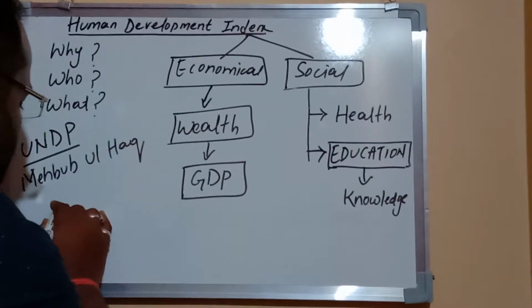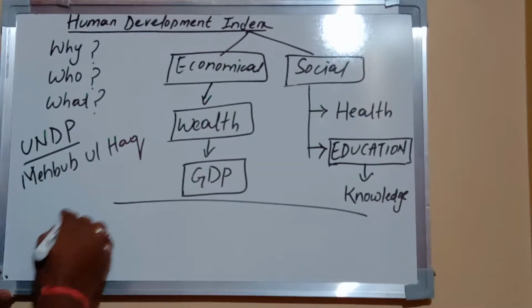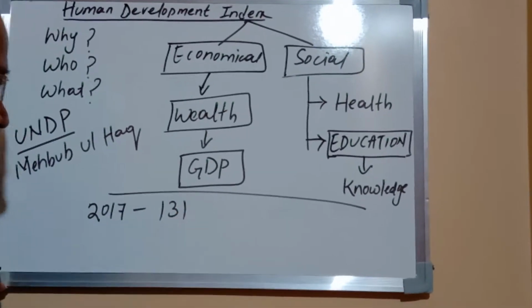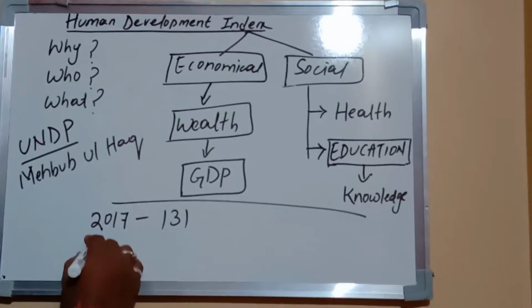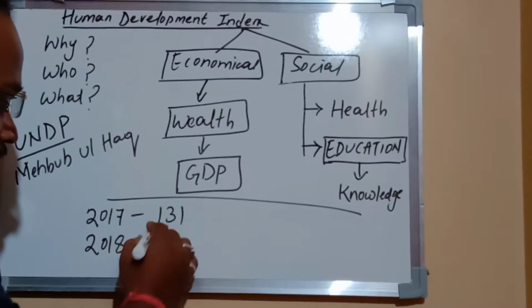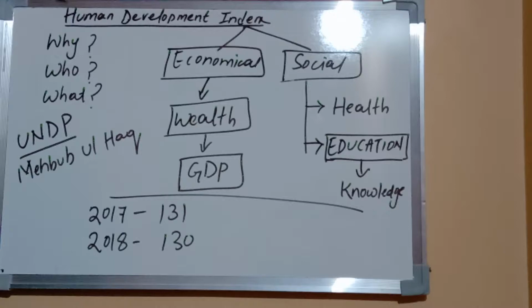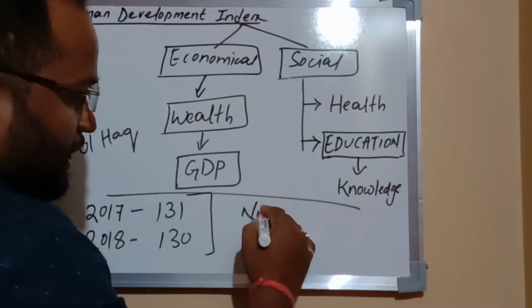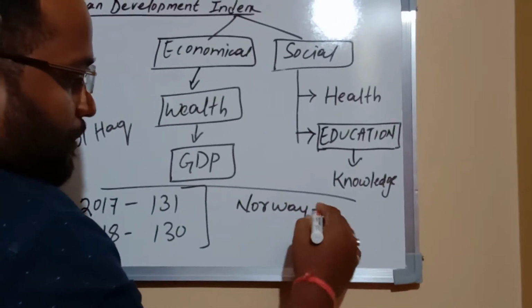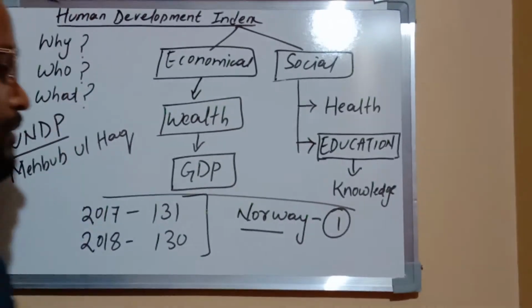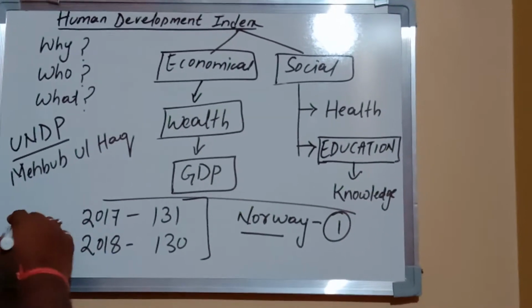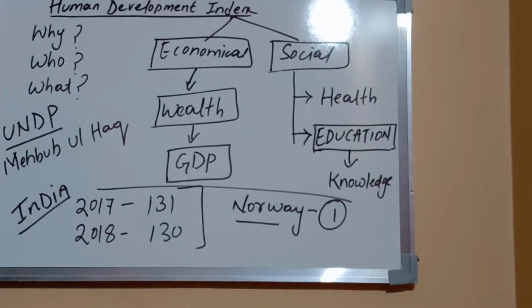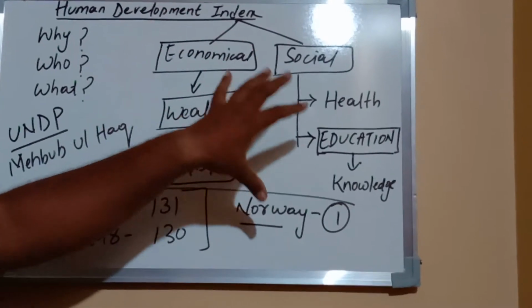Now if you look at India's rank, in the last year, 2017, India got the rank 130th, and in 2018 it is 130th. If you compare with India, the topmost position is held by Norway. Norway is the top position holder in the Human Development Index, and India's position is 130th in 2017 and 130 in 2018. This is all about the Human Development Index.